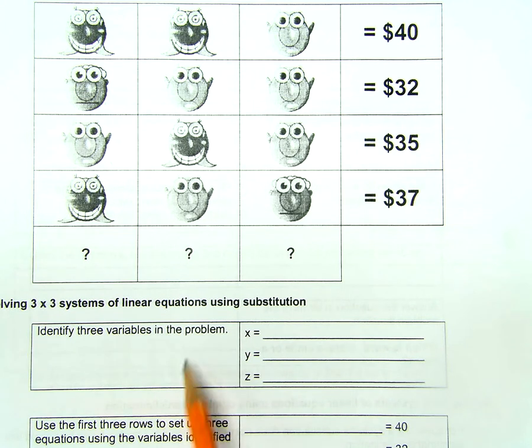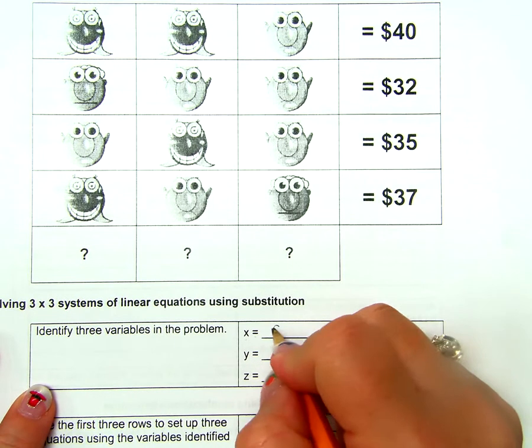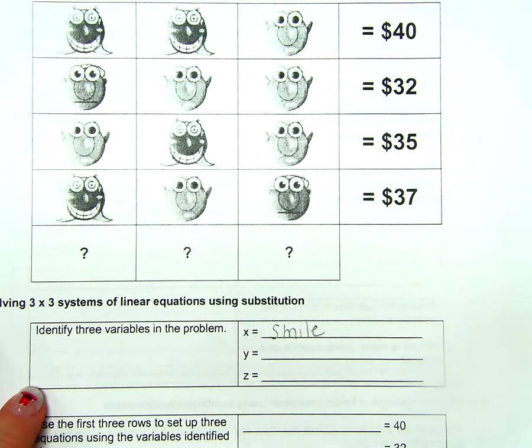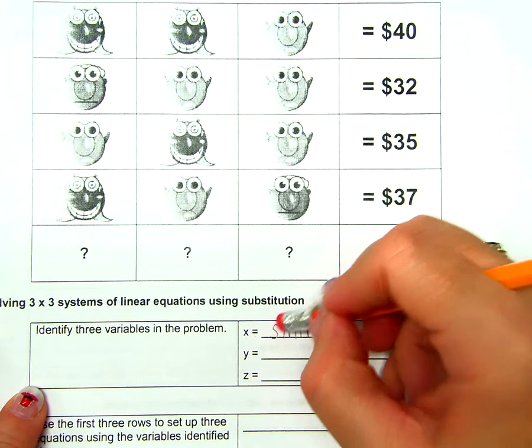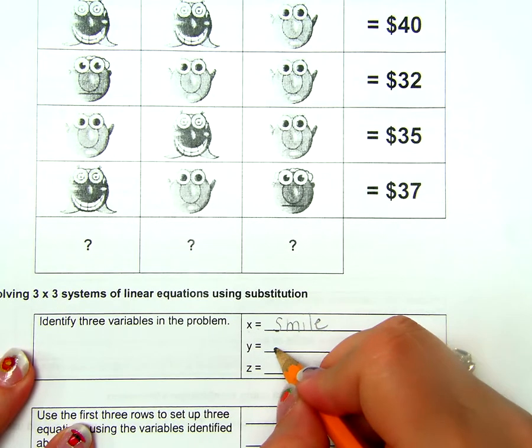So let's identify 3 variables for this problem. Okay? Let's say that x is going to represent a smile. Let's say y is going to represent a frown.